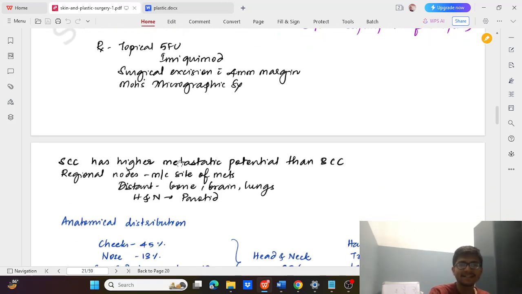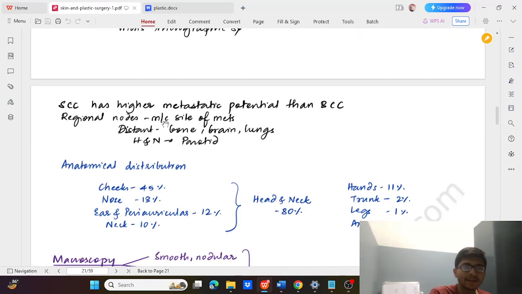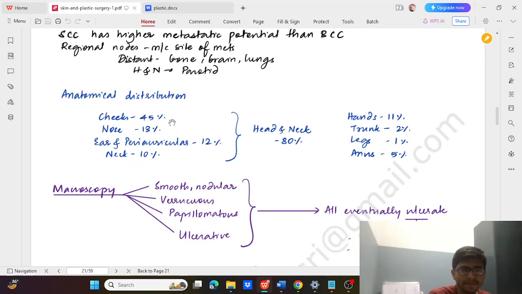SCC has higher metastatic potential than BCC, so you have to always take care of the nodes, if they are involved, and you have to be suspicious. The most common site of mets are the regional nodes, and distant sites could be bone, brain, lungs, and in head and neck even the parotid. The anatomical distribution: the cheek, nose, ear, preauricular area and neck are the most common, with head and neck involving 80% of the area. Then we have the hand, trunk, leg, and anus.